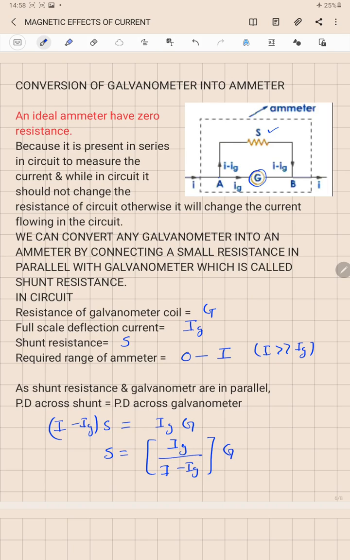So using this equation, we can find out the required shunt resistance with which we can convert a galvanometer into an ammeter. That means, in other words, we can increase the range of the ammeter from Ig ampere to I ampere.